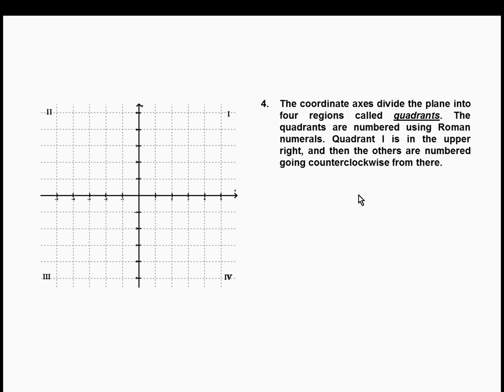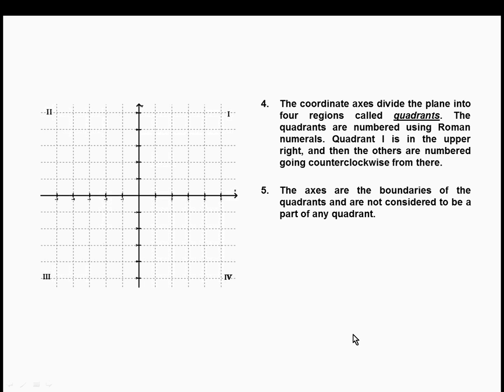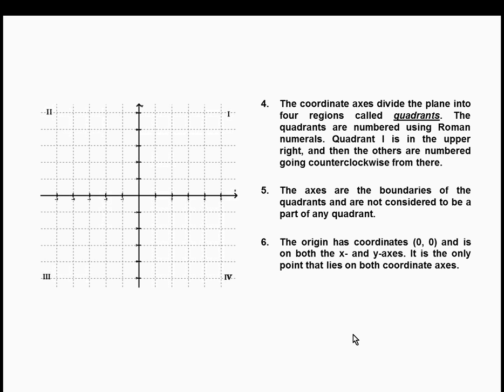So, the coordinate axes divide the plane into 4 regions called quadrants. The quadrants are numbered using uppercase Roman numerals. Quadrant I is in the upper right-hand corner, and then the others are numbered going counterclockwise. So, 1, 2, 3, 4. So again, start in the top right, and then go counterclockwise. 1, 2, 3, 4. The axes are the boundaries of the quadrants, and are not considered to be part of any quadrant. The origin has coordinates (0, 0), and is on both the x and y axes. It is the only point that lies on both coordinate axes.